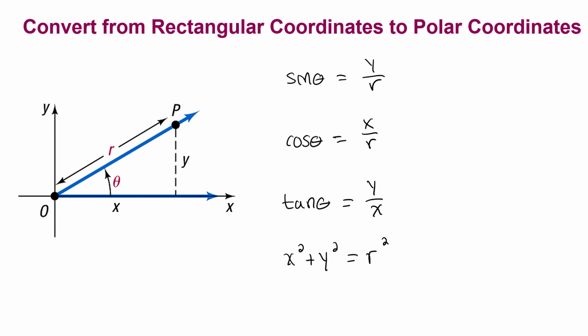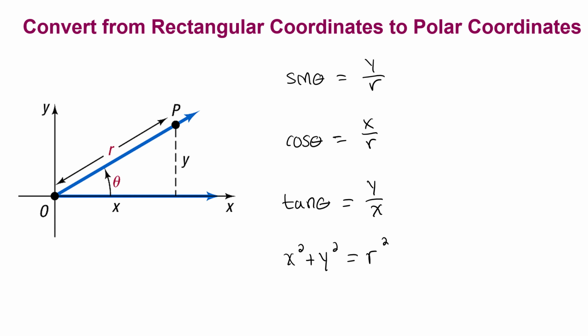Now, for this video, we're learning how to convert from rectangular coordinates to polar coordinates. Therefore, we'll have the values of x and y, and we're looking to find the corresponding values of r and theta. So in this case, we're going to use the last two equations that we wrote, tangent of theta equals y divided by x, and the Pythagorean theorem, x squared plus y squared equals r squared.